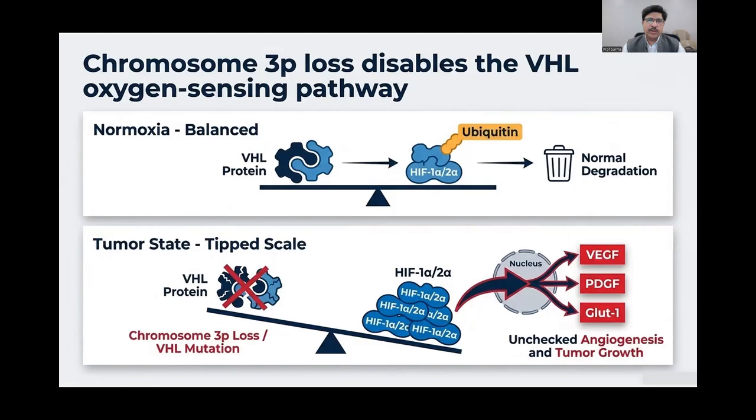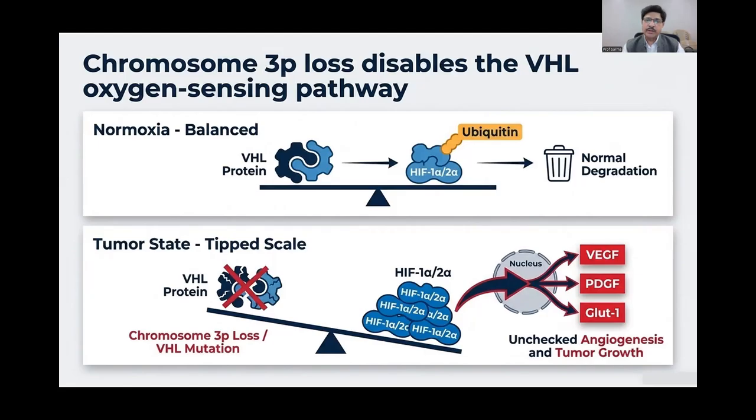Now what happens in a fellow who is genetically predisposed, his chromosome 3P is lost. Once the 3P chromosome is lost, the VHL oxygen sensing pathway is cut off. VHL protein itself is not there. So the oxygen sensing pathway is affected by the VHL mutation. That results in HIF 1 alpha and 2 alpha accumulation, which are oxidative products.